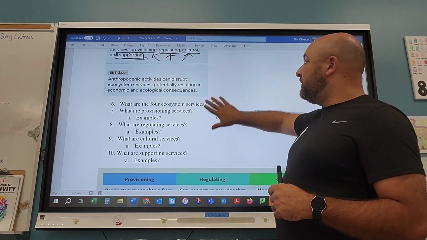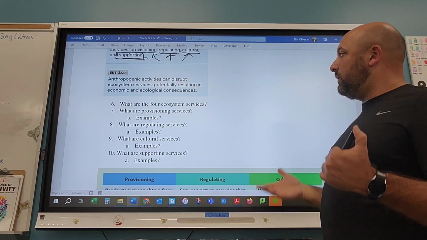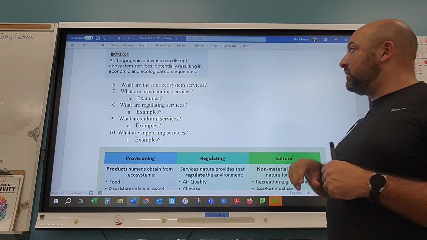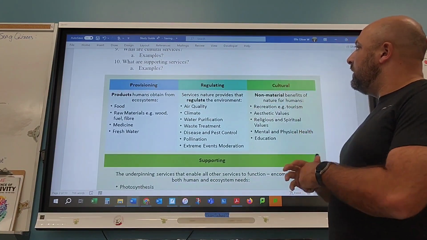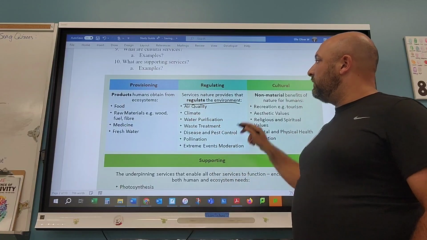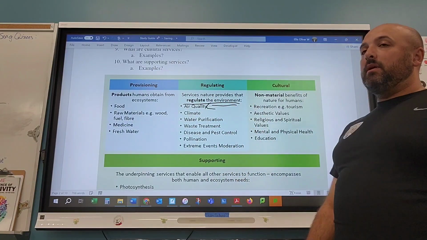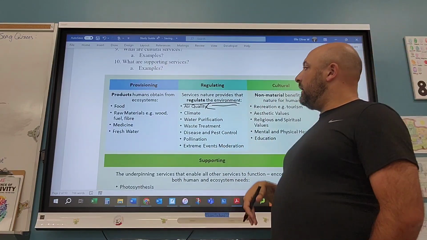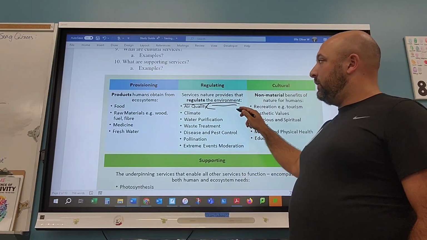Okay, what are provisioning services? Like I said, that's the food and the lumber and stuff like that. What are regulating services? Well, here's a better example here. Regulating services provide regulation for the environment. So it regulates the air quality. That could be the number of plants that we have that breathe in toxic chemicals, take them out of the air, and allow us to have a better air quality.